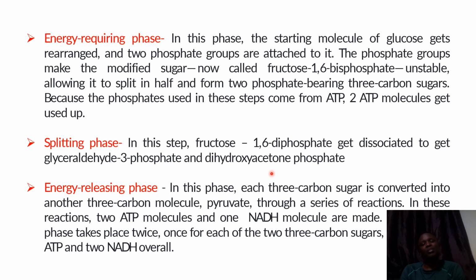Now, the net production: we will have two ATPs produced and one NADH produced per molecule. So the overall energy produced will be two adenosine triphosphate molecules and two energy carriers, which are NADH.